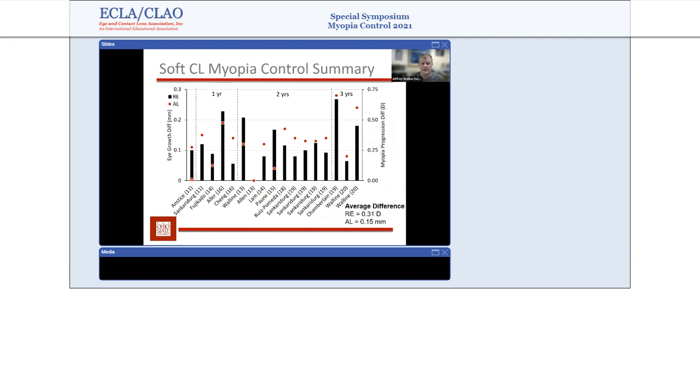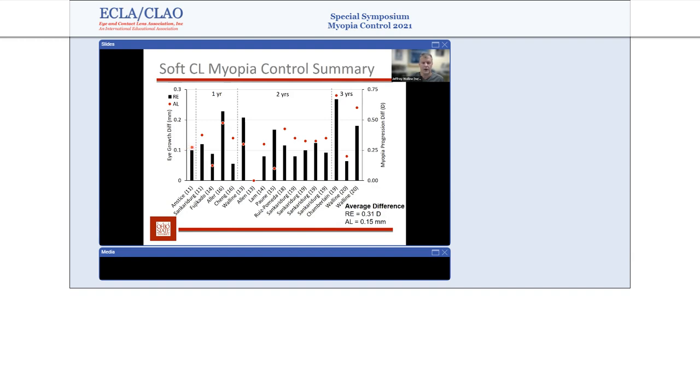The way you look at this is we look at the difference in refractive error progression between the treatment and the control for each individual study. Refractive error progression is shown with the black bars. If you look at the top of the black bar and trace it all the way over to the right-hand axis, you can see that that particular study found that over a 10-month period, those contact lenses slowed myopia progression by 1/4 diopter. They also slowed eye growth by about 0.12 millimeters.